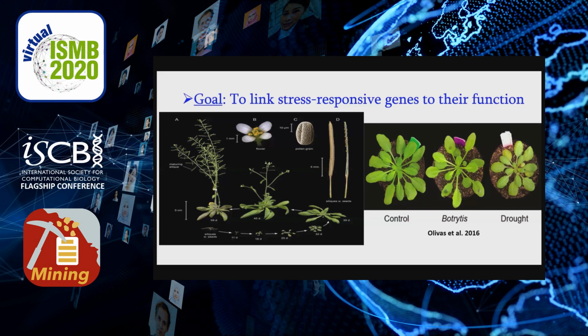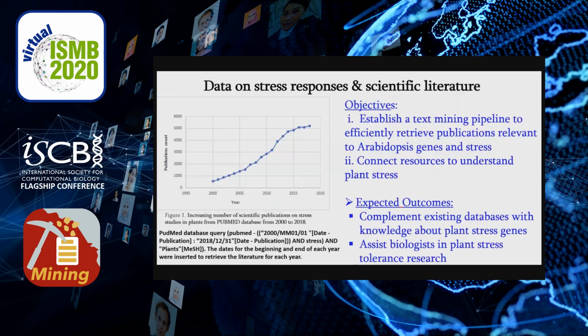One of the challenges in plant research is how they adapt to climate change. Our goal is to link stress-responsive genes to their function. Literature on plant stress is increasing, and genes that respond to environmental stress in plants have been reported in the scientific literature, and this keeps increasing as well. This is indicated in the figure shown on the left side of the slide. Below the figure, we have shown a script that we use to query PubMed for this information.